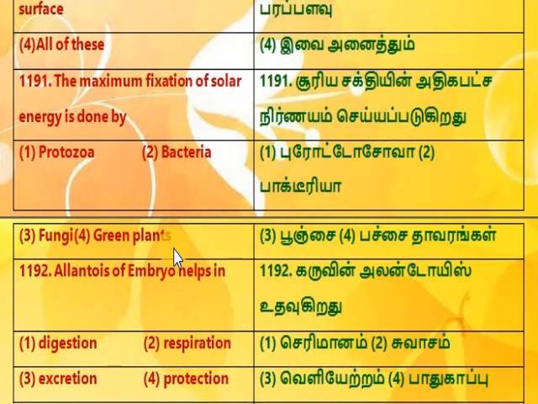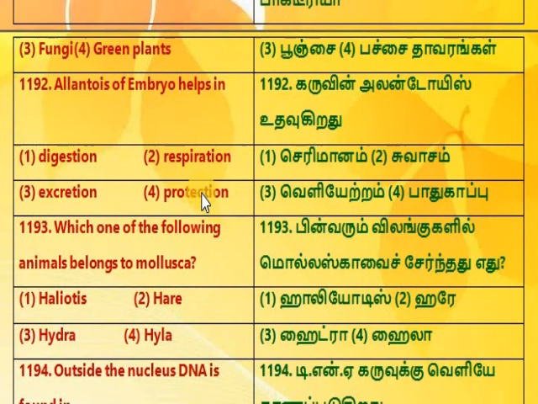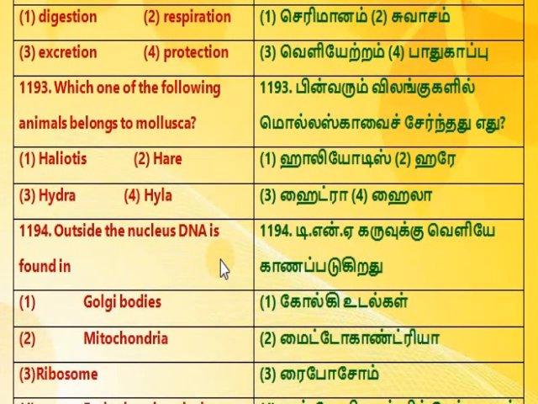1191. The maximum fixation of solar energy is done by: 1. Protozoa, 2. Bacteria, 3. Fungi, 4. Green plants. 1192. Allantois of embryo helps in: 1. Digestion, 2. Respiration, 3. Excretion, 4. Protection. 1193. Which one of the following animals belongs to Mollusca? 1. Haliotis, 2. Hare, 3. Hydra, 4. Hyla.